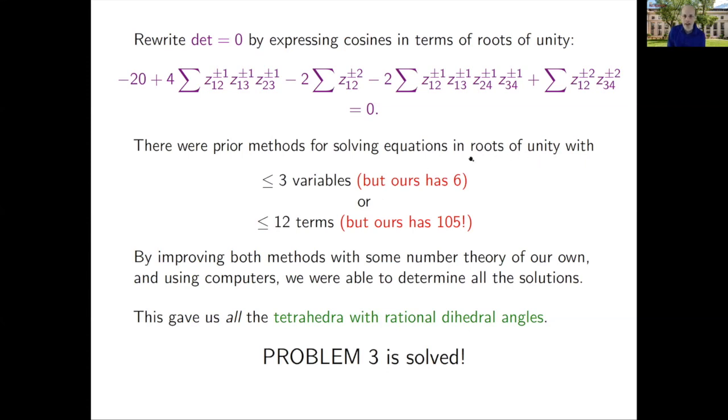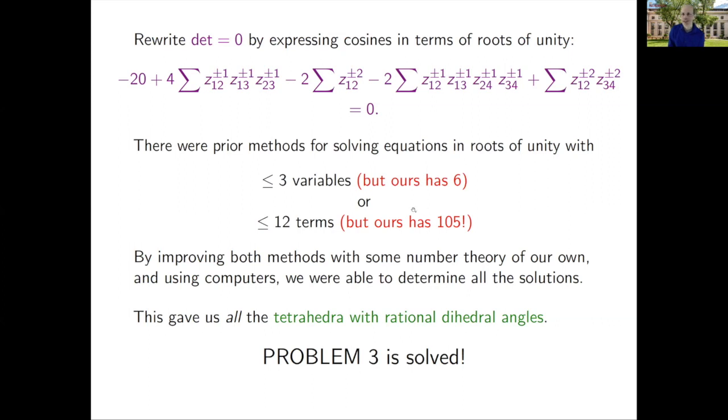And so this is now, because it involves these roots of unity, partly a problem in algebraic geometry because of this polynomial equation, but it's also a problem of number theory because of these roots of unity that are appearing. And there have been methods developed, starting in the 19th century, for solving equations like this, but never as complicated as this one. So the methods that were developed over the past 150 years seem to work for equations where you had at most 3 variables, or equations where you had at most 12 terms. But ours is quite a bit worse than that. It has 6 variables and it has 105 terms.